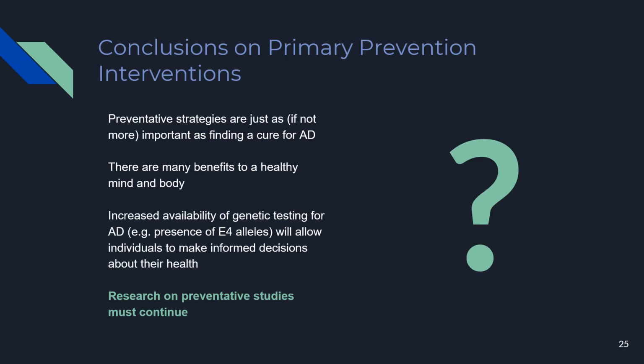Although finding a cure for Alzheimer's that has already progressed is crucial, preventative measures are just as, if not more, important. Maintaining a healthy mind and body have so many benefits beyond just preventing Alzheimer's disease, for example, reduced risk of cardiovascular disease. Increased availability of genetic testing to individuals at a young age would allow them to weigh the risks and develop a preventative plan with their healthcare provider. In order to do that, though, we need to continue research on the effectiveness of these preventative measures.